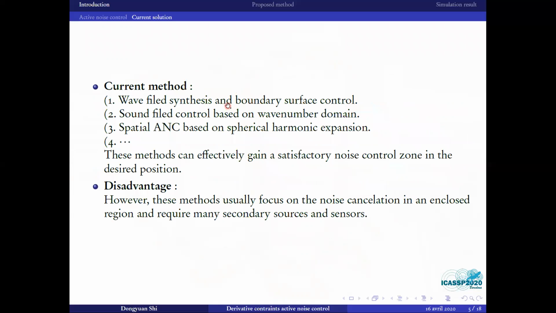To solve this problem, many researchers use wave-field synthesis and boundary surface control. Other researchers use sound field control based on the wave number domain. Others also use the spatial ANC technique. These methods can effectively gain a satisfactory noise control result in the desired position. However, these methods usually focus on noise cancellation in an enclosed region and require many secondary sources and sensors.